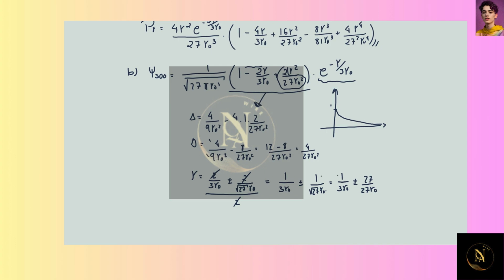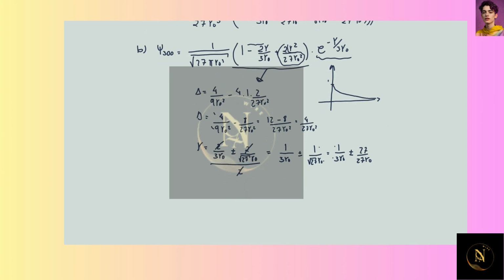Now we can multiply here and here by 9 to get r equals 27 plus or minus 27 divided by 27 times r0. Oh, I forgot to include the square root here. Then r equals 1 over r0 plus or minus the square root of 27 divided by 27 r0.